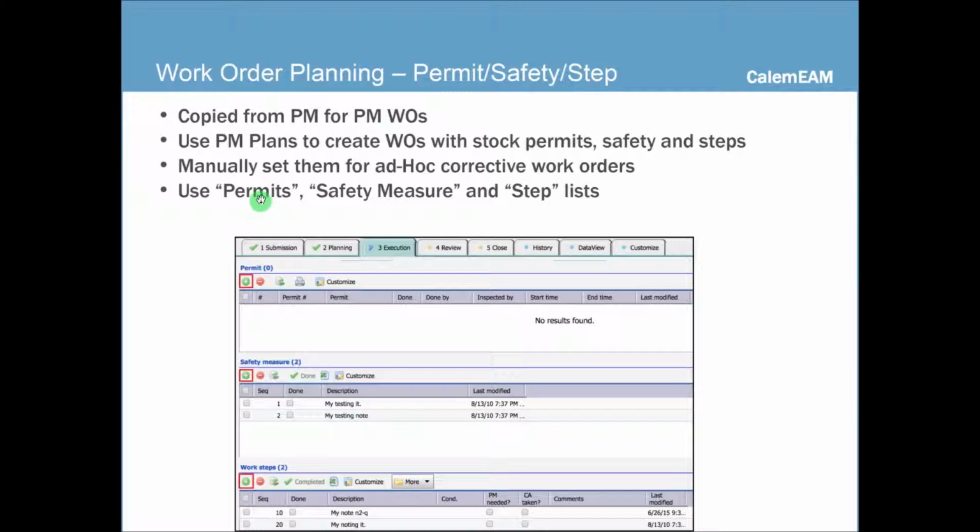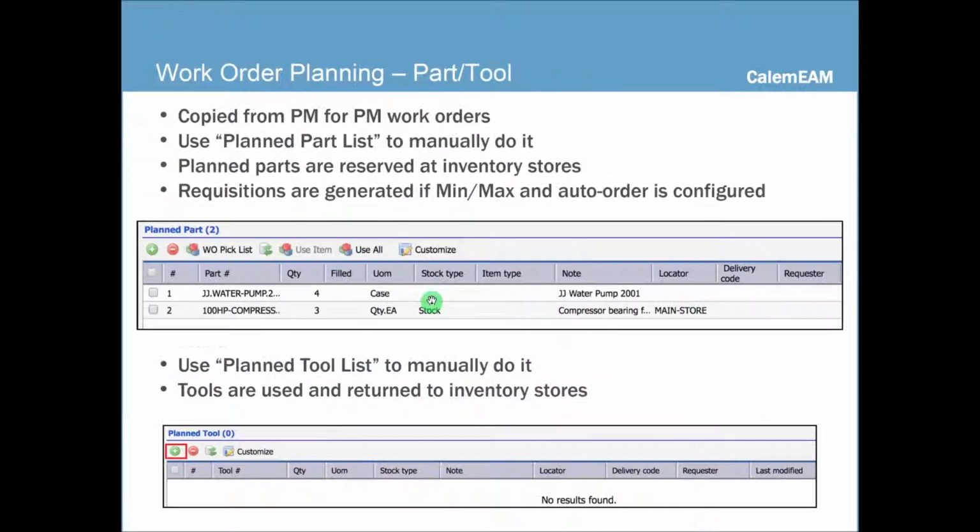You can use the permit, safety measures, and work step list for ad hoc corrective work orders. Just manually set them. Also, for parts and tools required for a work order, they are just copied from PM. Otherwise, you can just use the planned part and planned tool to set them.